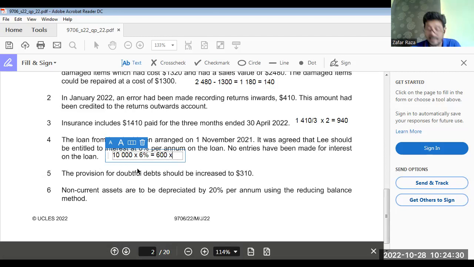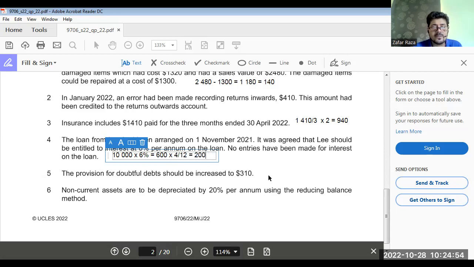My calculator is creating a problem again. 600 multiply by 4 upon 12 means 200 is interest.